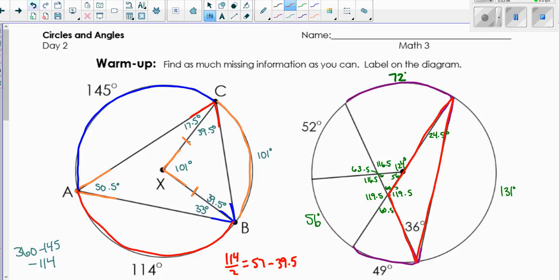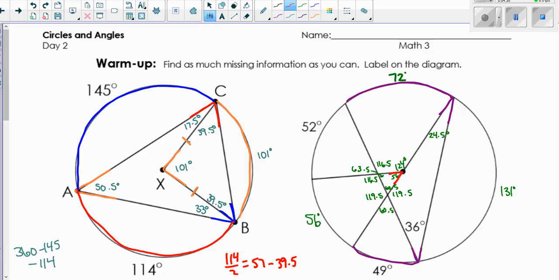I'm actually going to get rid of that because it covers up some of the numbers. If that's 119.5, vertical, so is that. These two are supplementary, so subtract from 180, which gives you 60.5. Vertical, that's 60.5. Okay. If this angle here is 56, then this is a central angle to it. So this is also 56. And if this is 56 and this is 60.5, this is a triangle, so subtract from 180. This is 63.5. Vertical, that's 63.5. Supplementary, those two are 116.5. If this is 56, supplementary, that's 124.